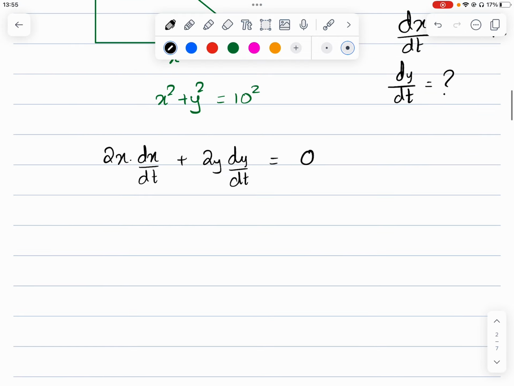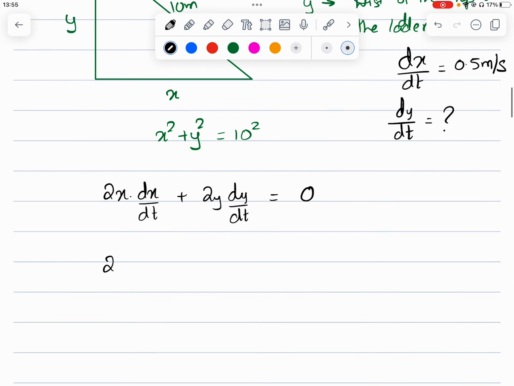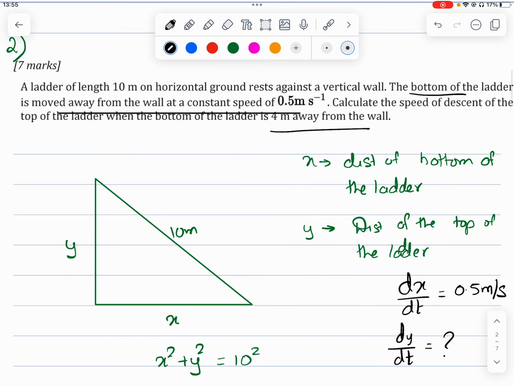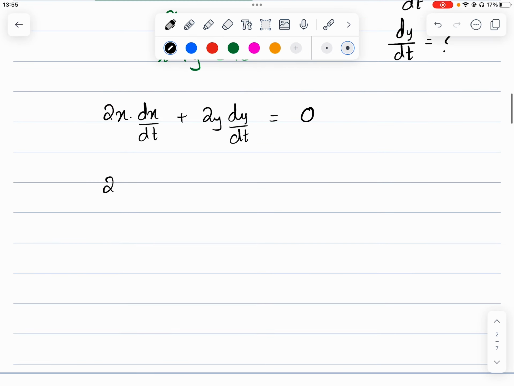Now plug in the values. 2 times x value, how much has been given? When x is 4 meters away from the wall. So 2 times 4 times dx upon dt. What is the dx upon dt value given? 0.5. 2 times y value.